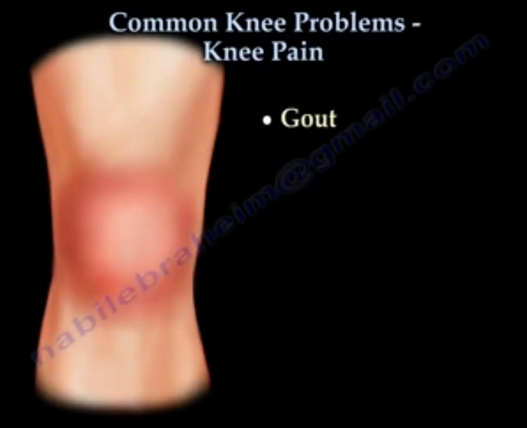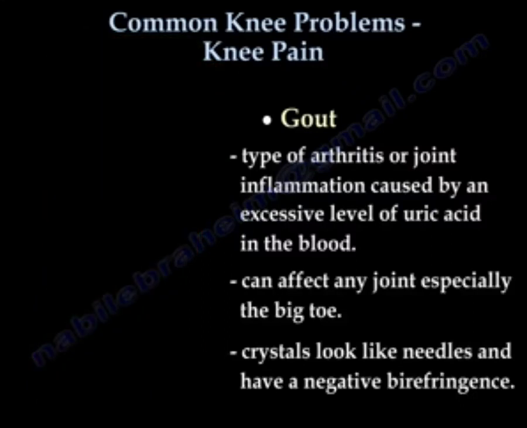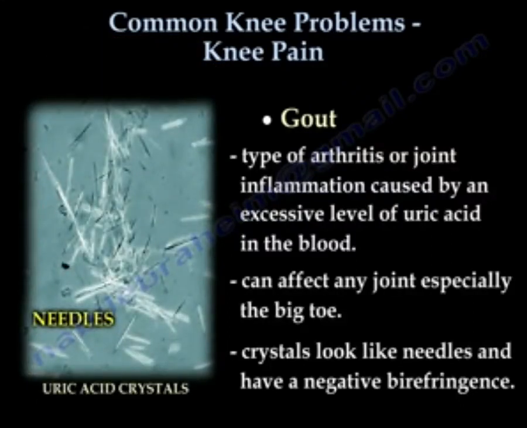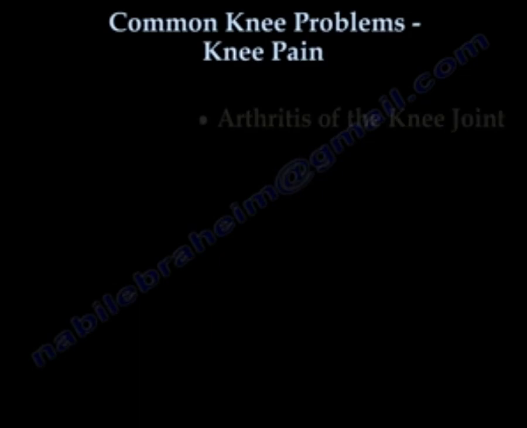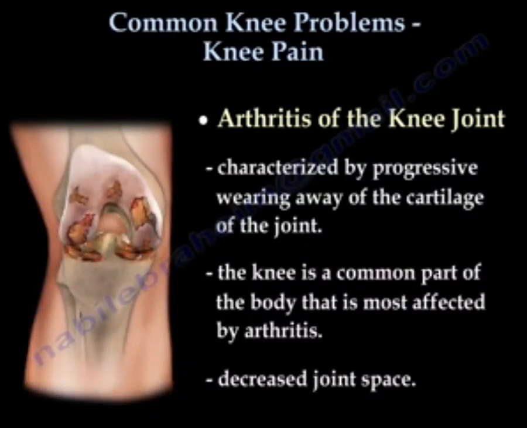Gout is an inflammatory condition caused by an elevated level of uric acid. It can affect any joint in the body, especially the big toe. Crystals look like needles and have a negative birefringence. Arthritis of the knee is characterized by progressive wearing away of the cartilage of the joint. The knee is the part of the body most commonly affected by arthritis.